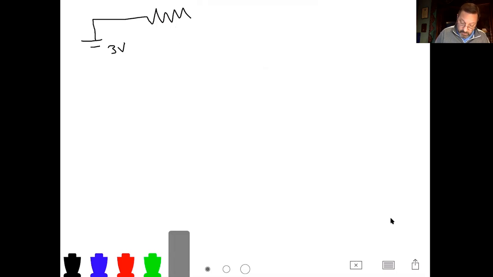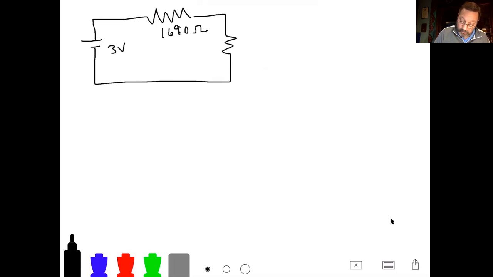Let's redraw the circuit. 3 volts, 1690 ohms. That's terrible. 1690 ohms. That 0 so you can see it. Okay, then you had the 1000 and the 3000 ohm resistors. And I think I had this one as the 1000 before. And this one is the 3000.